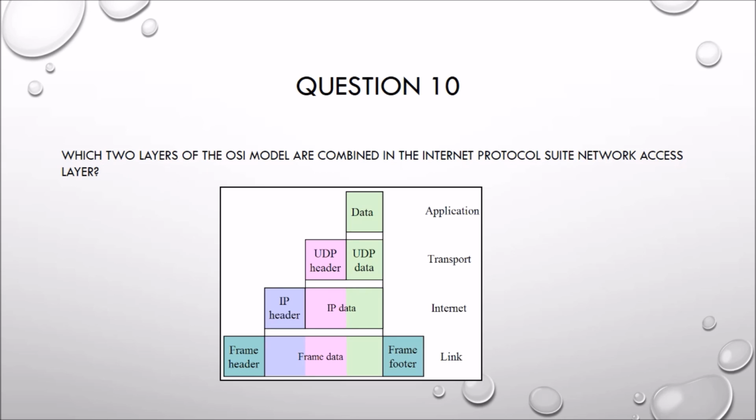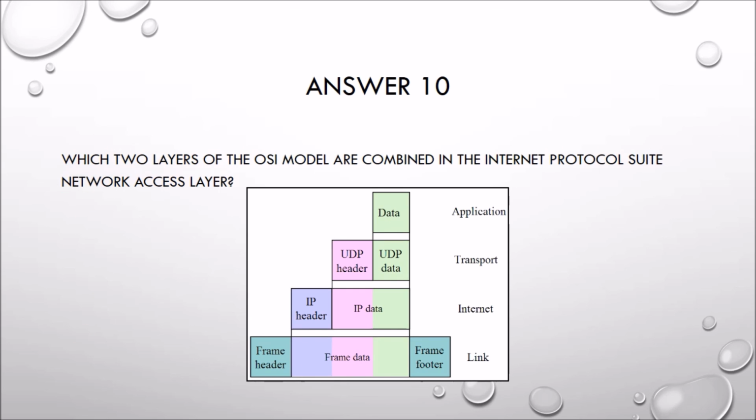Question 10, last question. Which two layers of the OSI model are combined in the Internet Protocol Suite network access layer? Is it layer 1, 2, 3, 4, 5, 6, and or 7? And the answer is OSI model layers 1 and 2.